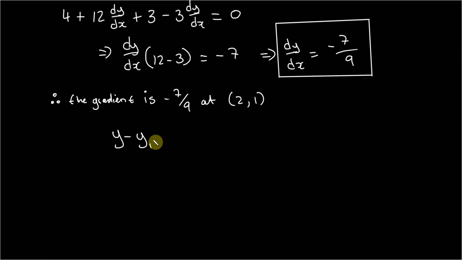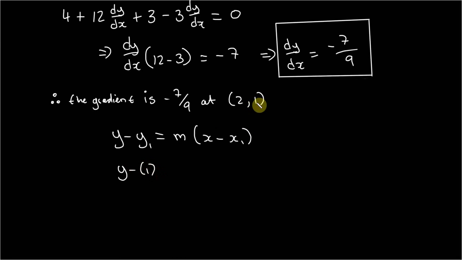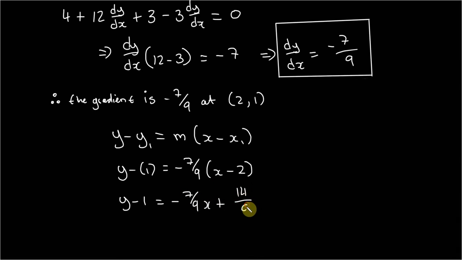that y minus y sub 1 equals m, which is our gradient, times x minus x sub 1. And we have all the values here, right? We can just write y minus 1, right? Because at that point, y is 1, equals our gradient, which is -7 over 9, times x minus 2. And we can simplify all of this, of course. It's just y minus 1 equals -7 over 9 x, plus, double negative, 14 over 9.